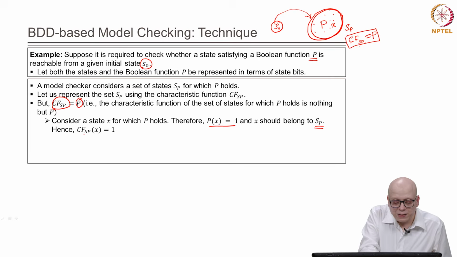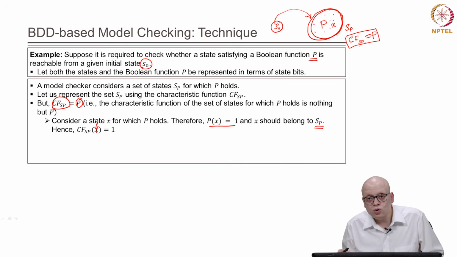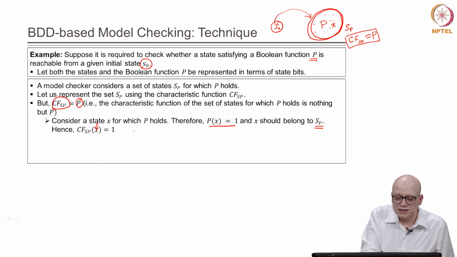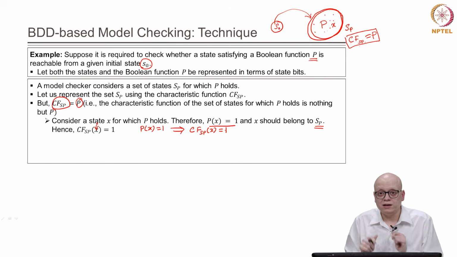Hence, CF_SP(x) must be equal to 1 for this x. So, for the given x, this characteristic function must evaluate to 1. What this means is that if P(x) is equal to 1, it implies that the characteristic function CF_SP(x) is also 1. This is one way implication.